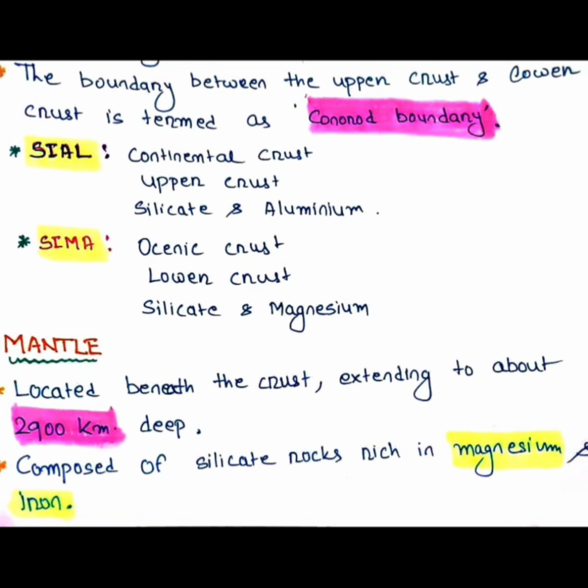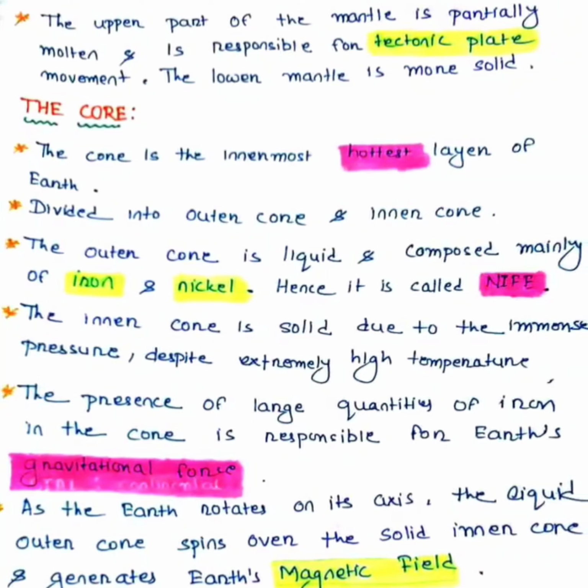Now we will see what is the mantle. It is also divided into two parts. One is upper mantle, second one is the lower mantle, and it is located below the crust. It extends about 2900 kilometers deep, and it is composed mainly of silicate rocks, which are rich in magnesium and iron. And the upper part of the mantle is partially molten. That's why it is responsible for the tectonic plate movement.